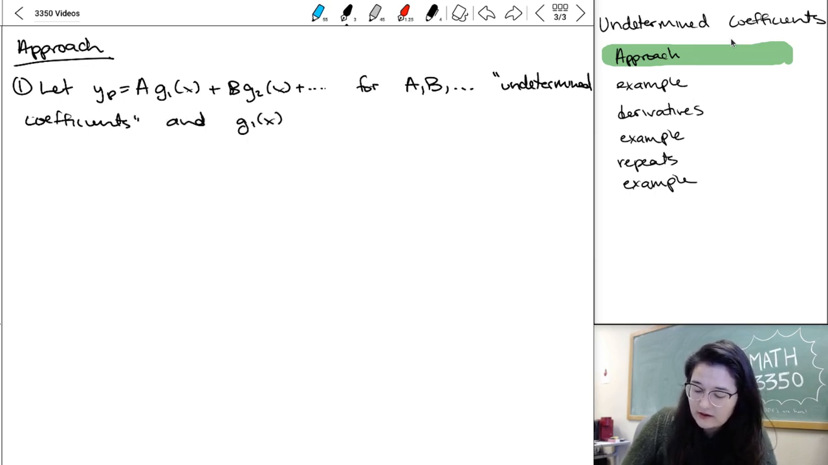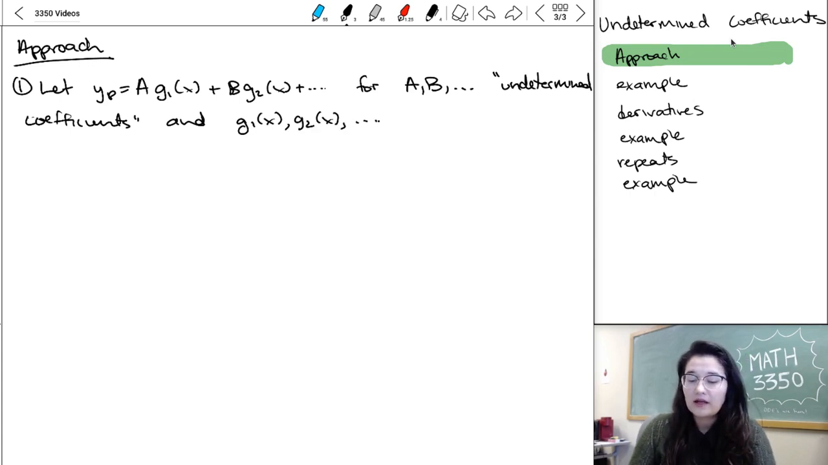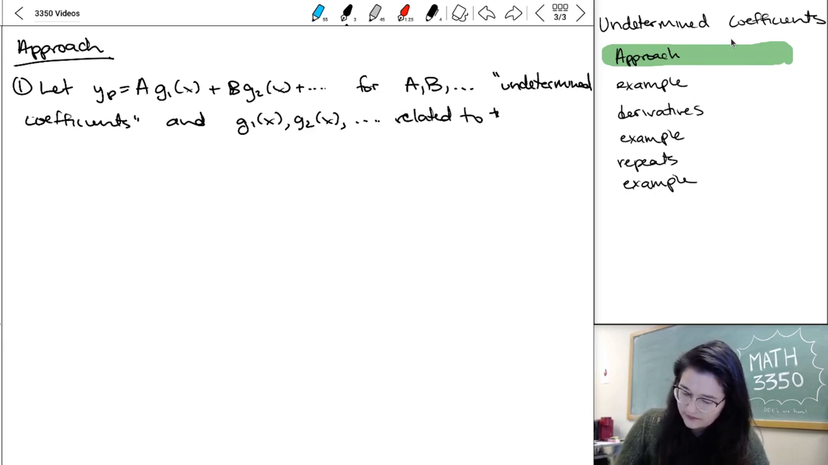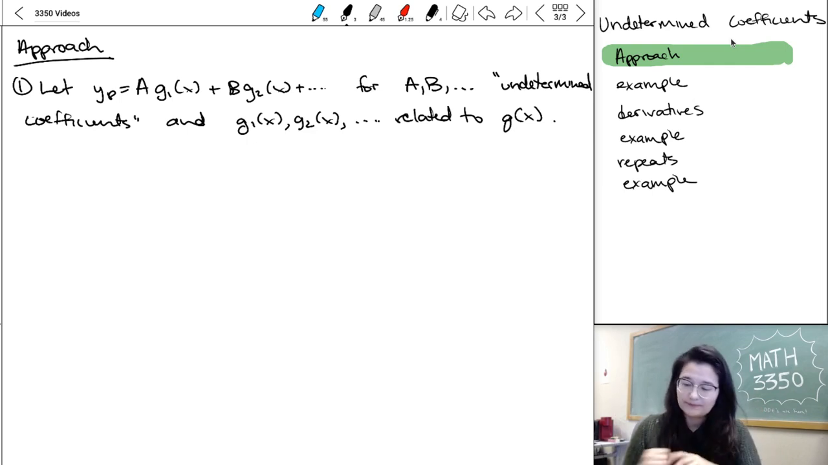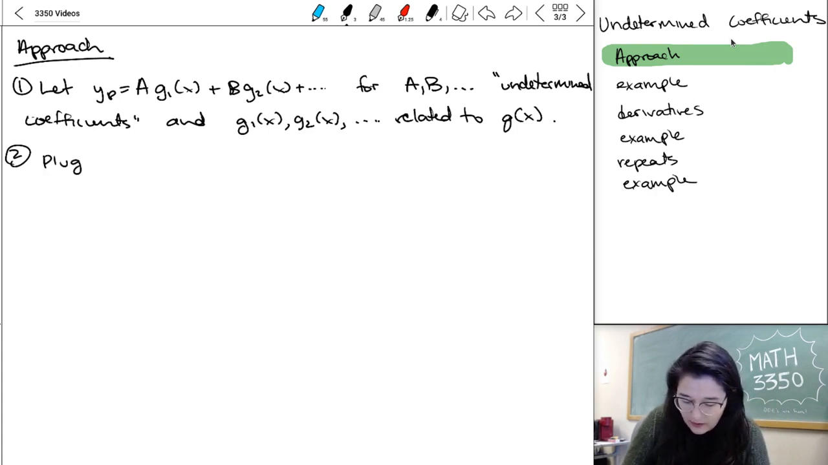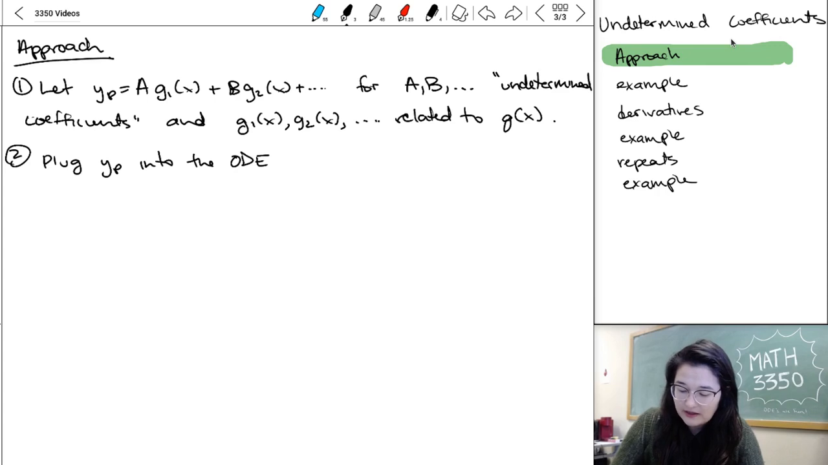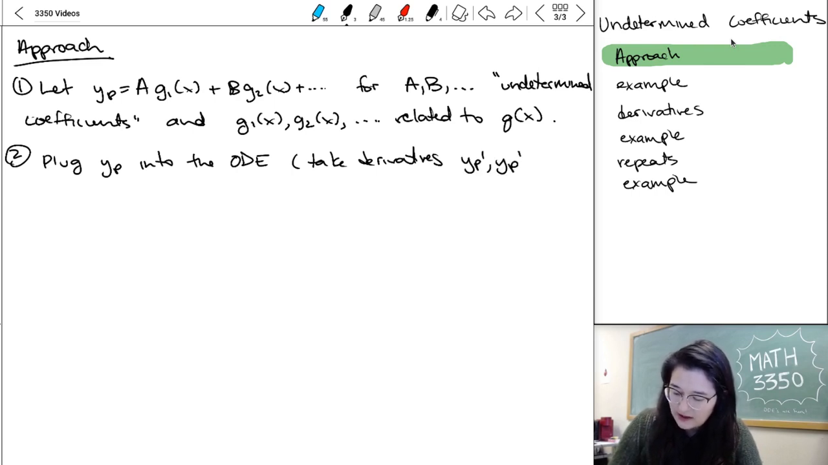And then g1, g2, and any other functions we end up including here are selected so that they're related to the g we see in the equation. And when we go through examples, that "related to" will become more clear. But this is one of those approaches where we assume what the solution is going to be, and then once we make that assumption, we plug it in. So our step 2 is going to be plugging y sub p into the ODE. Like other methods where we took this approach, we need to remember to take derivatives: yp prime, yp double prime, however far is necessary to plug into the differential equation.